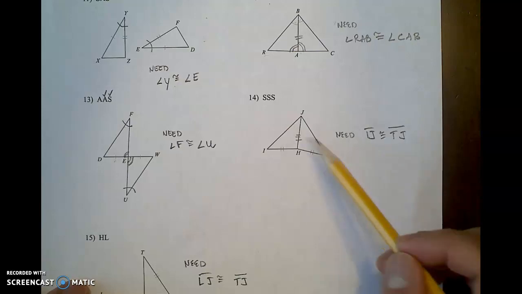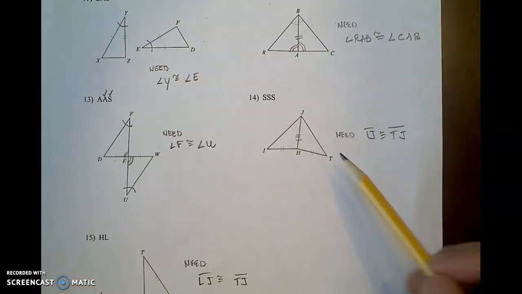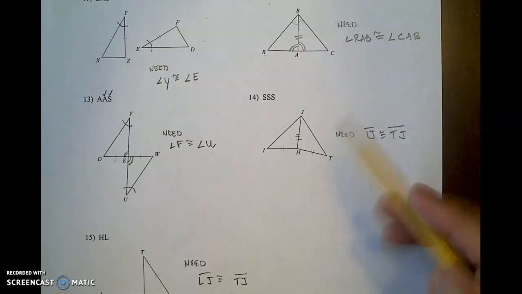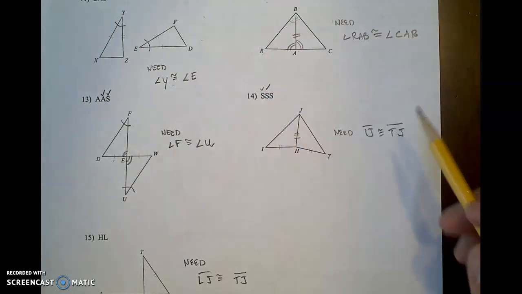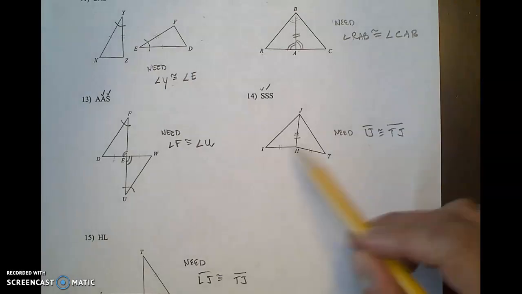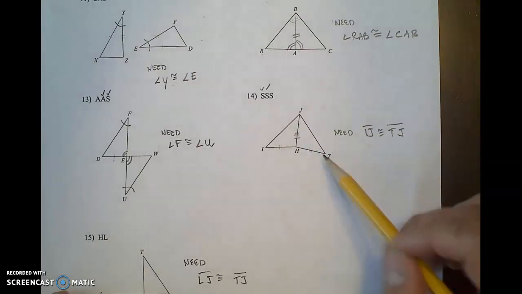14, here we have two triangles that share a side, so we can tick mark that. So now of the SSS, we have two S's. So all we really need is IJ to be congruent to TJ.